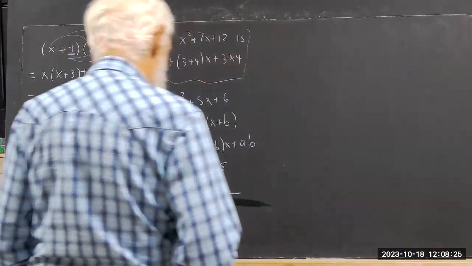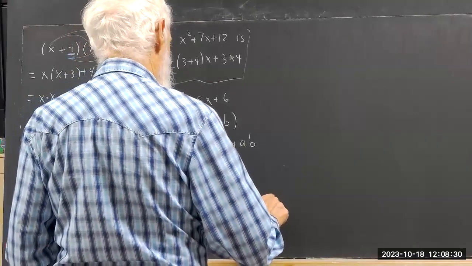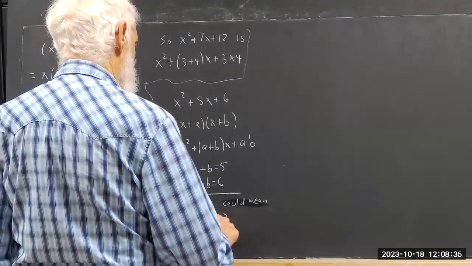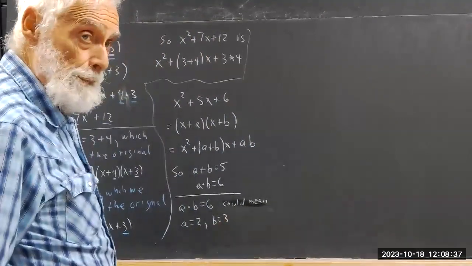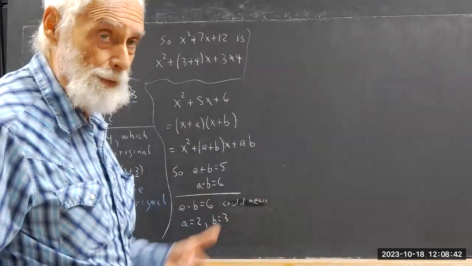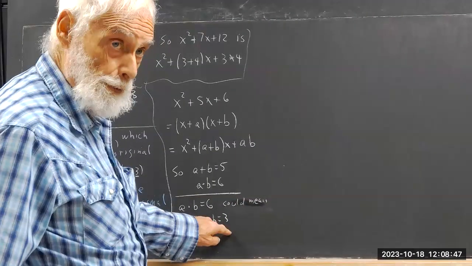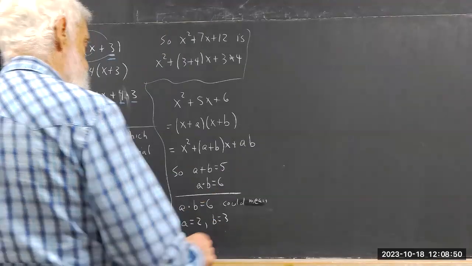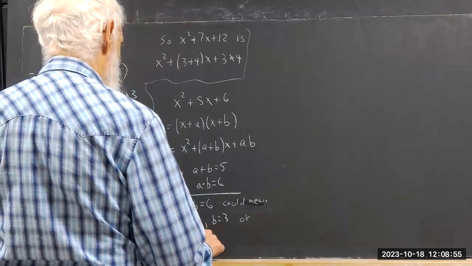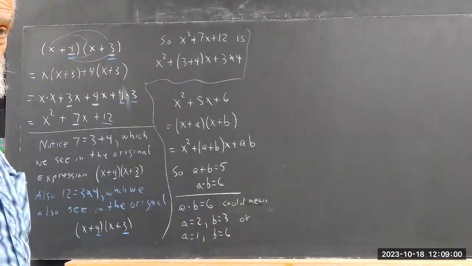As they could mean a equals 2, b equals 3. It could also mean that a is 3 and b is 2, but that comes out the same. That doesn't matter. Okay. One of the numbers could be 2, the other could be 3. Or a equals 1 and b equals 6.